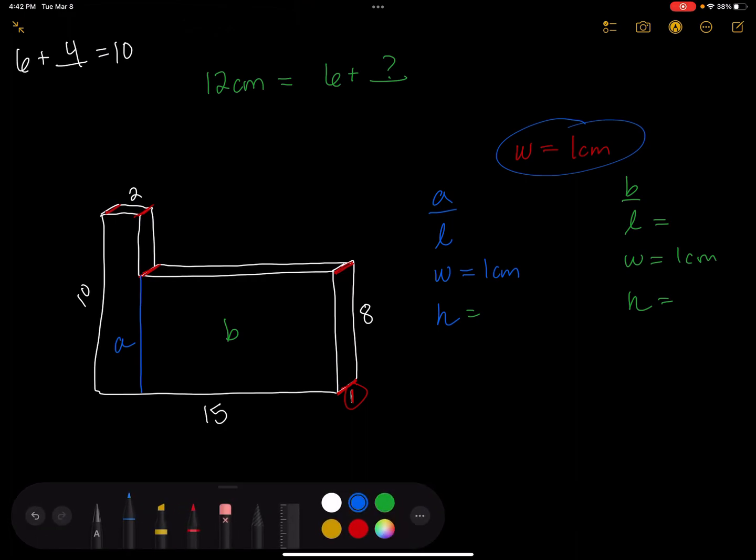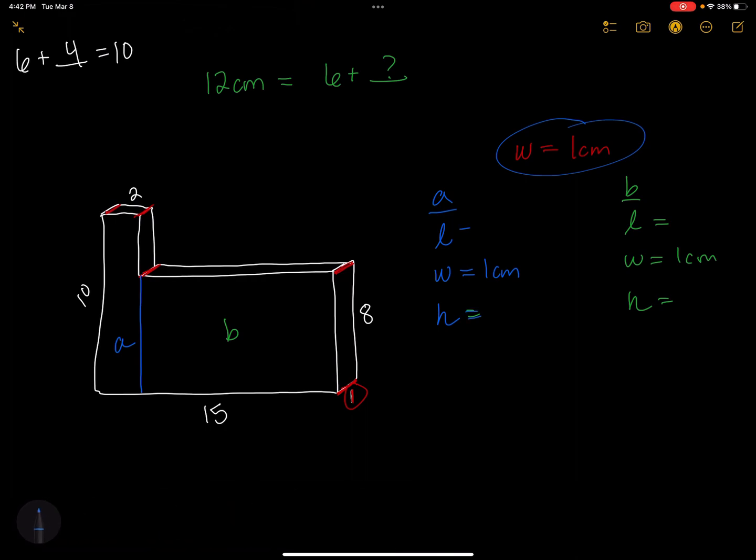Oops, let me go back here. Now we just have to find the length and the height. Let's go to A really quick. I pick a spot that's got 3 on it. Let's find the length, left to right. We don't have that yet, but is there something close to it? Yes, there is. It's 2 right here, 2 centimeters. Let's find the height. Our height is up and down. Do we have that one? Yes, we do. 10 centimeters. Piece of cake. Got it.